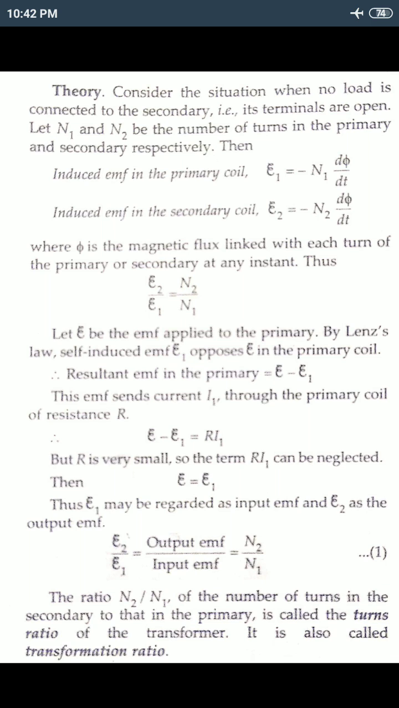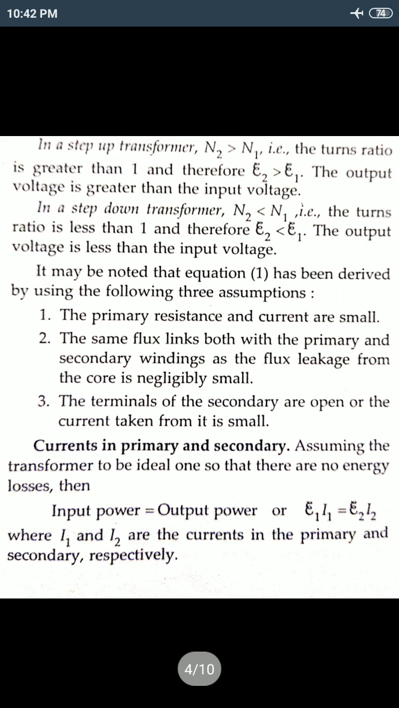In case of a step-up transformer, N2 is always greater than N1. The turns ratio is greater than 1 and therefore E2 is greater than E1. The output voltage is greater than the input voltage. In case of a step-down transformer, N2 is less than N1, so E2 is less than E1. So the output voltage is less than the input voltage.